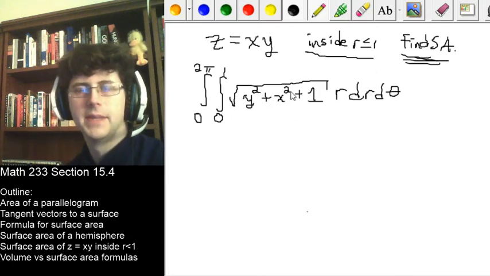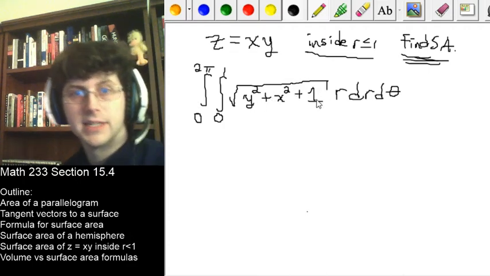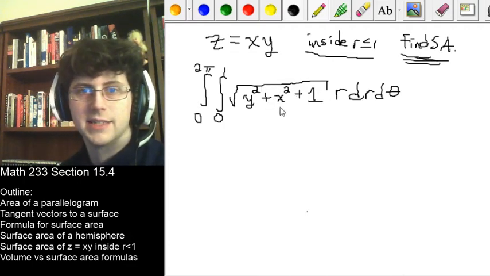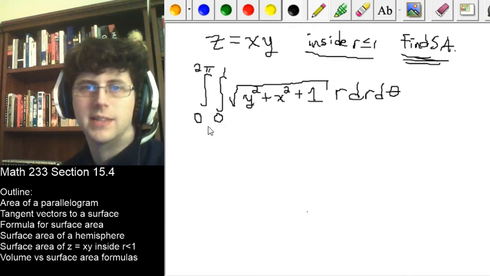So this is our integral. You should notice that the integral has serious problems. The serious problem for this integral is it's got x's and y's, and the integral is r and theta. So, oh, look, x squared plus y squared is here again.